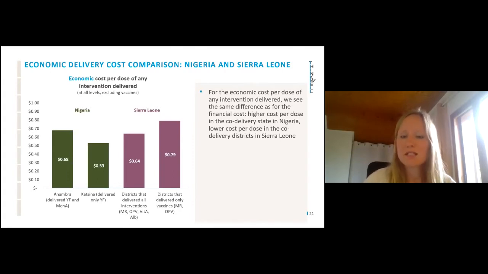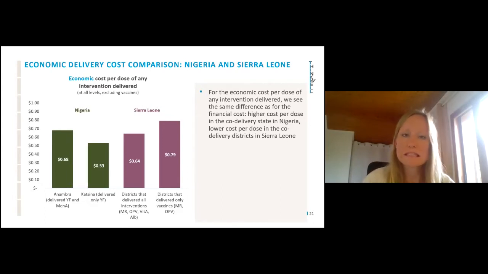And in both campaigns, the largest cost driver of the economic cost is the value of labor. So that's the value of the time spent by regular health workers on the campaign, which is time that they could then not spend on delivering other health interventions, and an estimation of the value of time of volunteers that participated in the campaign. So on the left, you see the economic cost per dose of any vaccine delivered in Nigeria. And on the right, the comparison in Sierra Leone per dose of any intervention delivered.